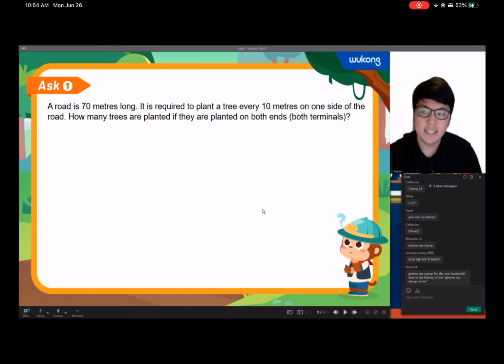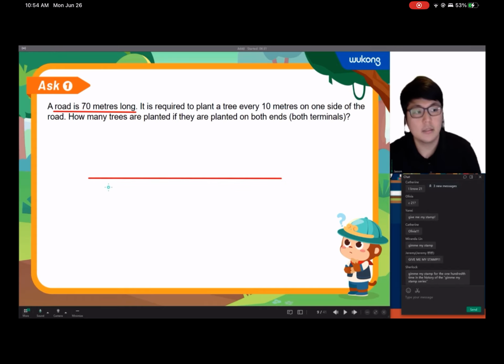A road is 70 meters long. It is required to plant a tree every 10 meters on one side of the road. How many trees are planted if they are planted on both ends? So, guys, now you need to analyze this question very carefully. First of all, a road is 70 meters long. Okay, so we have a road.